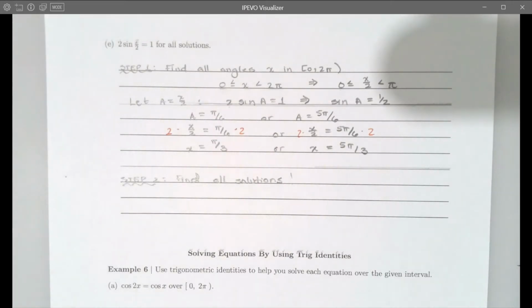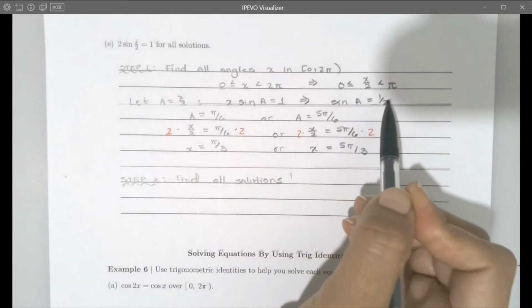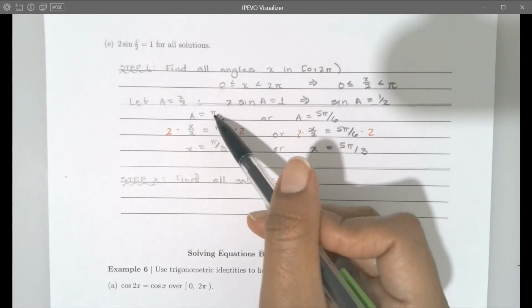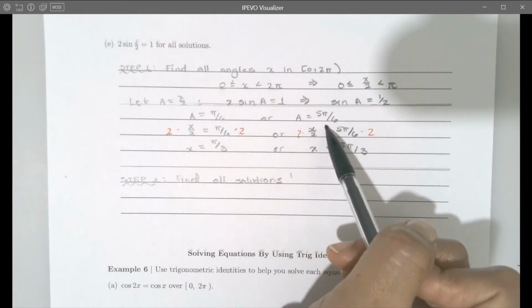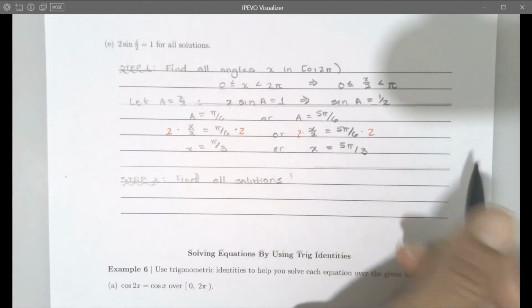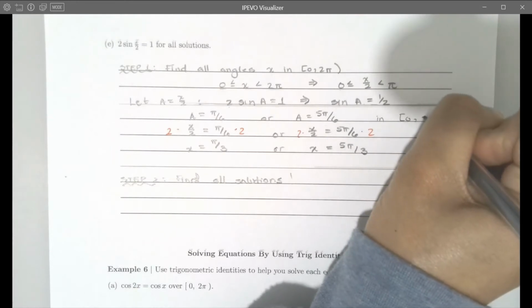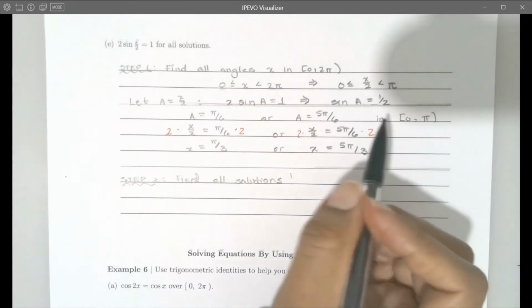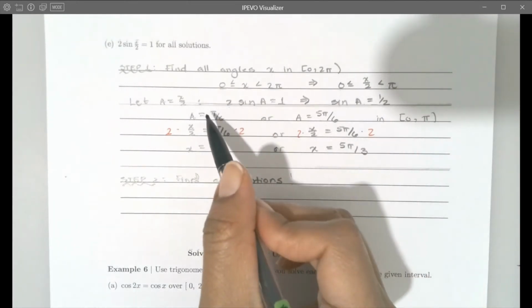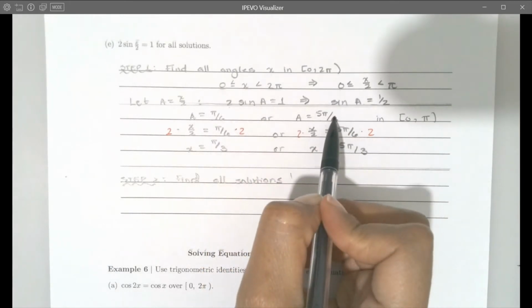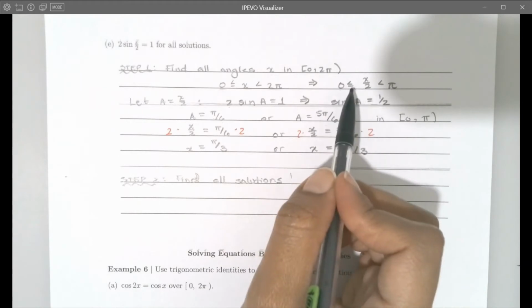Alright, so if we go back to the equation when we had only sine of a is equal to 1/2, we said that would be satisfied by a being pi over 6 or 5 pi over 6. This is only in the range 0 to pi. Now if we want to find all solutions, any angle that is coterminal to pi over 6 or 5 pi over 6 would satisfy the equation.